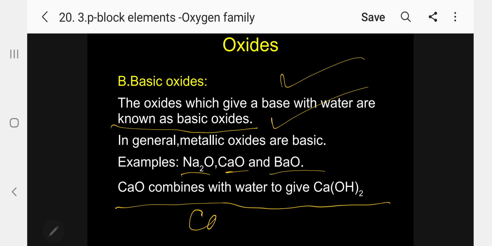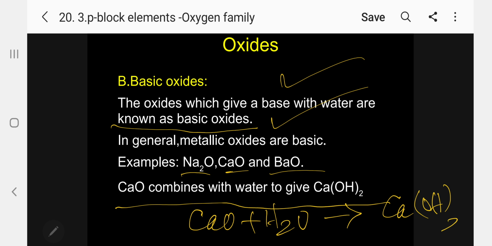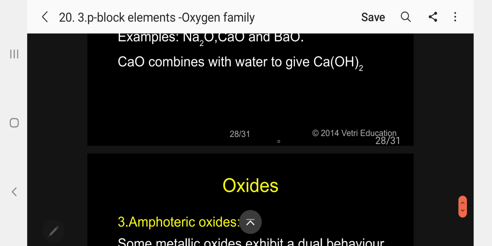So for example, if you want to write the equation, kindly follow. I am writing here: calcium oxide combines with water to give calcium hydroxide. See, this is the equation. Kindly follow. So any metal oxide reacts with water to produce the corresponding hydroxide of the metal. So we'll call it a basic oxide.